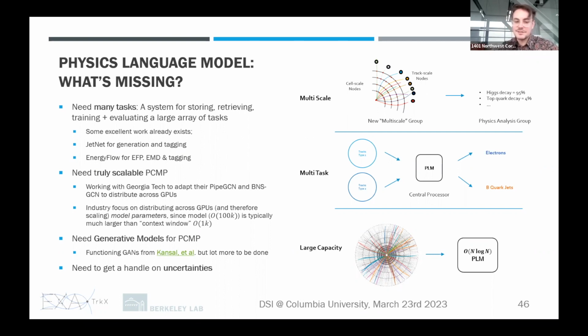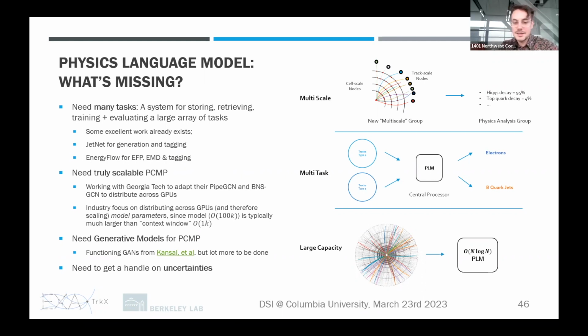And just to dig into that point a little bit further, I think the problem is that current industry is focused on distributing a model across GPUs. If you think about Facebook or OpenAI, they have a large model, billions of parameters, but their context window is quite small. It's thousands of tokens. So they're interested in splitting the model. We, on the other hand, have a huge point cloud, but our models are actually not that big. So we want to split our point cloud. It seems simple. You should be able to do one rather than the other. But for one reason or another, there hasn't been a concerted effort to be able to split a point cloud.